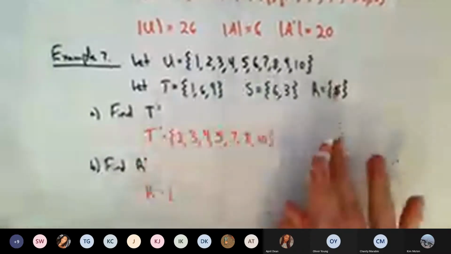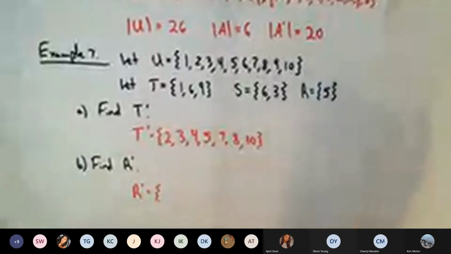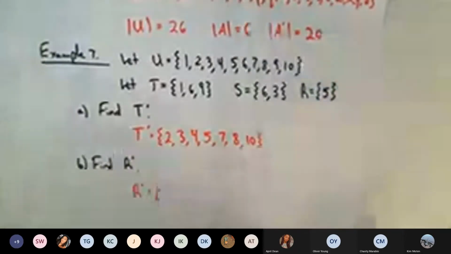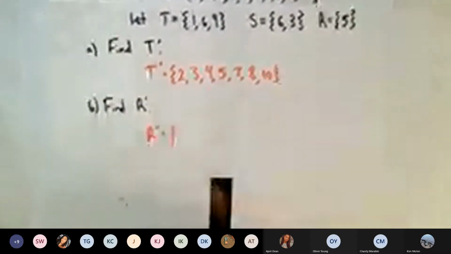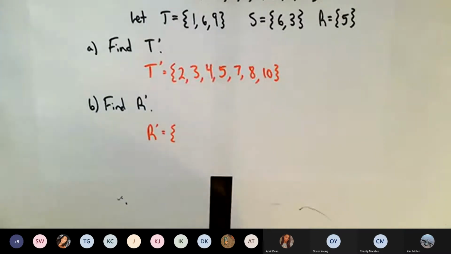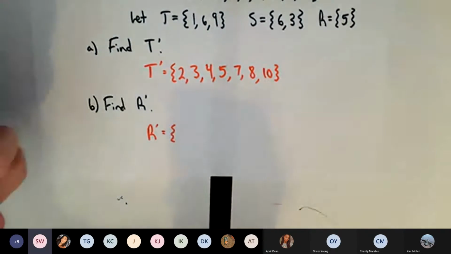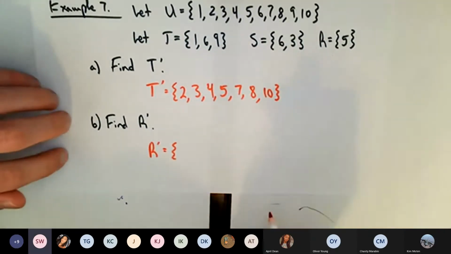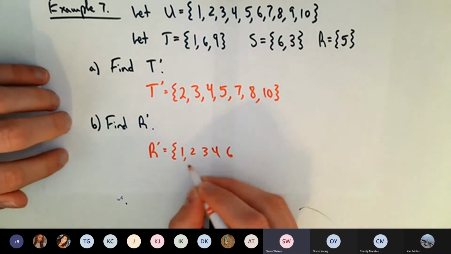So there are 10 elements in U and only 1 element in R. So let's see. Sierra, how would you describe the set R prime, or R complement, rather? It'd be 1, 2, 3, 4, 6, 7, 8, 9, 10. Yep, so everything but 5.